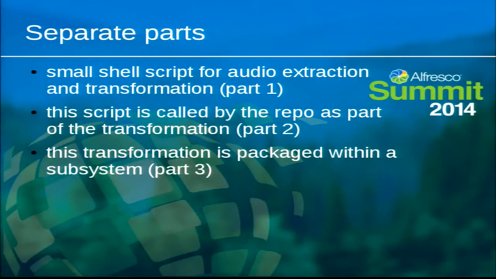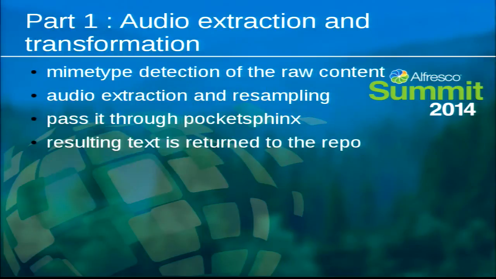This presentation will be organized, as I said, in 3 parts. One part will be how we can extract the text from the audio file or the video file, how we can then integrate that script into the repository as an external transformer, and then how we can package that transformation into a subsystem. As you will see, all of this requires absolutely no code. It's only config. So you will see that it's quite easy to add new stuff in the repository.